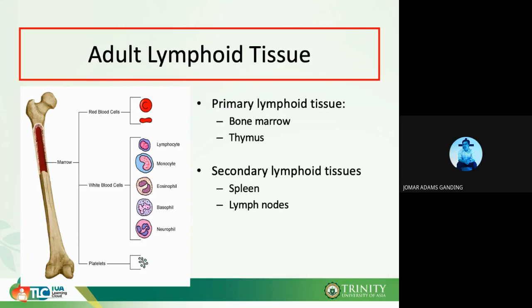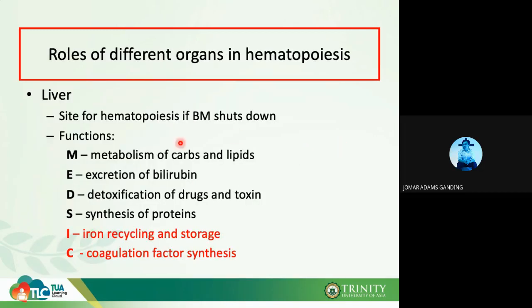Okay? So, moving forward now. Let's move forward to the roles of different organs in hematopoiesis. Let's go now to your liver. Okay? What is the function of your liver? It is the site of hematopoiesis if the bone marrow shuts down. Aside from bone marrow, we have your spleen. What is the function? It's your medsec.